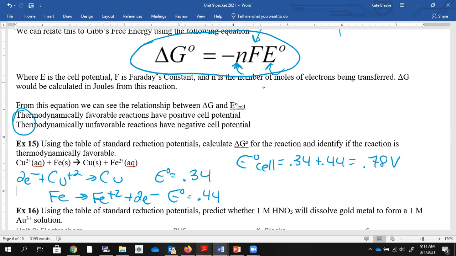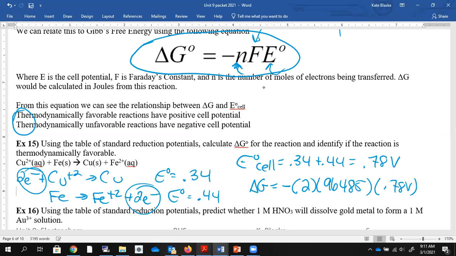To find my delta G for this reaction, the moles of electrons that transferred was 2. 2 in, 2 out. Faraday's constant, 96,485 coulombs per mole of electrons, times my voltage, 0.78 volts. Negative 2 times 96,485 times 0.78 gives me an overall delta G of negative 150,516.6 joules per mole.